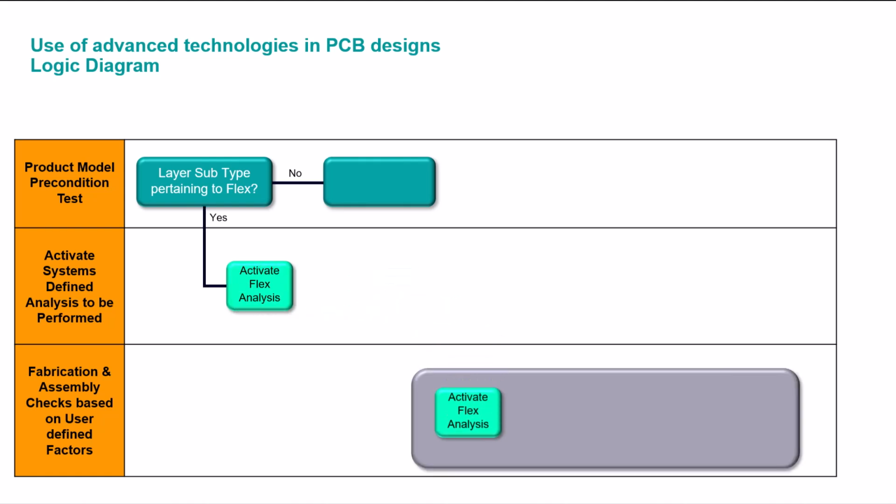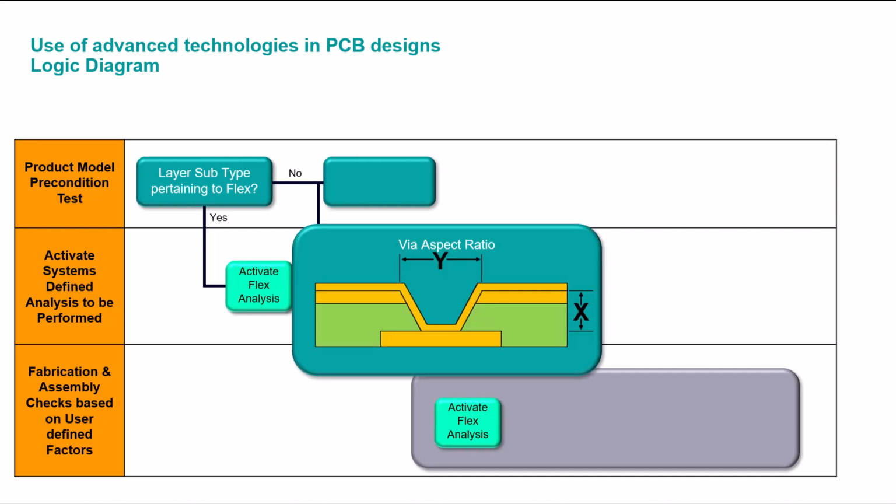If there is at least one copper layer with the subtype of flex, then the rigid flex analysis will be performed. Up next is microvia analysis. Here the system will check for the presence of any microvias.